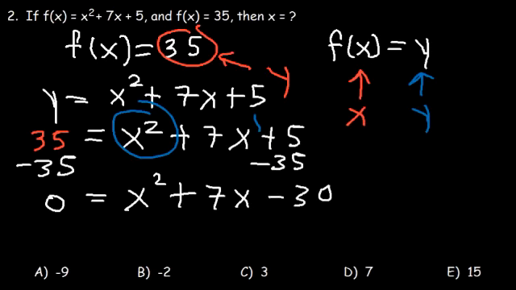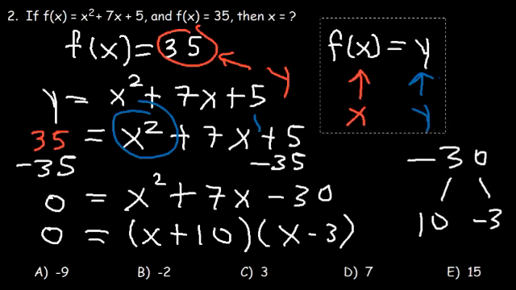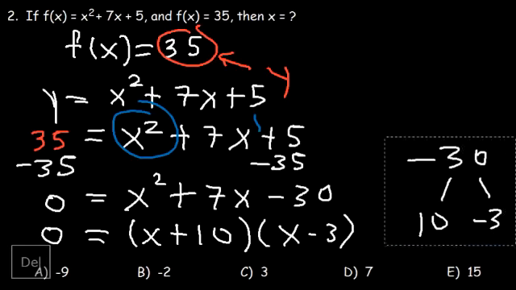So now we need to factor this expression. What are two numbers that multiply to negative 30 but that add to 7? The two numbers are positive 10 and negative 3. 10 plus negative 3 is positive 7, but 10 times negative 3 is negative 30. So in its factored form, it's going to be x plus 10 times x minus 3. So now, what we need to do is set each one equal to 0.